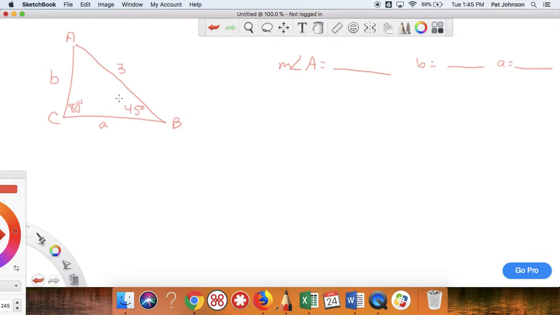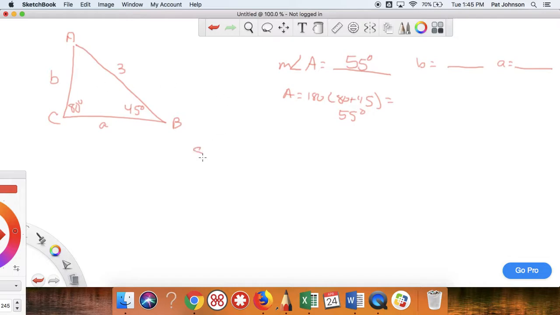Since we have 2 angles, how do we find the measure of angle A? So A is simply 180 minus 80 plus 45, correct? And what does that give us? It gives us 55 degrees. So the measure of angle A is 55 degrees. Now, how do I find the measure of little b? Then we're talking about the side length.